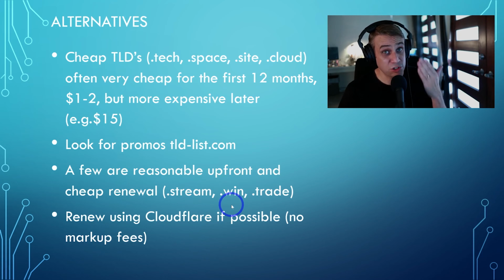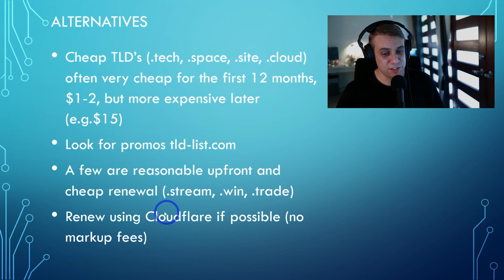And if you really need a domain longer than 1 year for these kind of purposes, now there are some ones that are actually cheap to renew as well. So .stream, .win, .trade, for example, these are just like $3 or $4 to renew them. So these are quite cheap to use long term as well. Especially if you're a streamer, that's quite good. I think it's around $3 or $4 in most places for .stream.